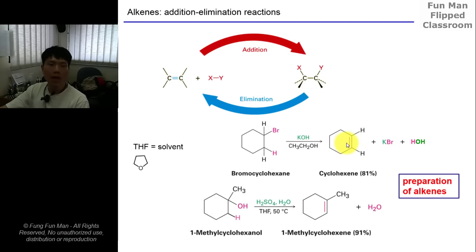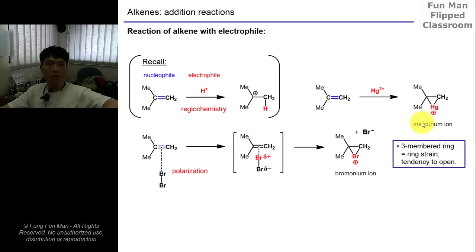Now, to reform my alkene from a haloalkane, we use potassium hydroxide in alcohol solvent. These are the side products. Or we can generate back our alkene from the dehydration of an alcohol using concentrated sulfuric acid. Recall that, your alkene reaction with H+, that's your electrophile, it has something called regiochemistry involved. That means you will select the particular site that will form the more stable product.